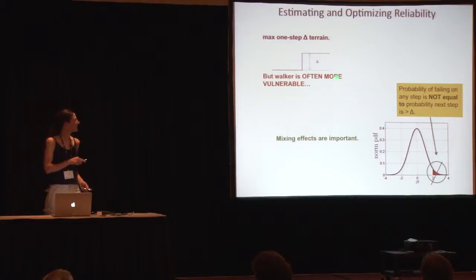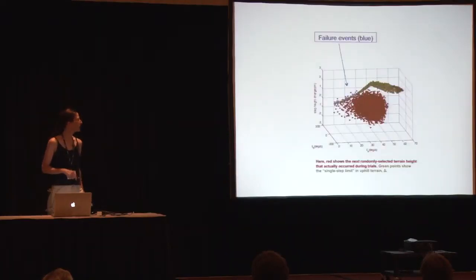Just real briefly, I know I'm out of time here. We can look at the maximum perturbation this walker can do with a given controller, but trying to predict what's going to happen in the long run is a lot more complicated because of mixing effects. So the probability of falling at any given step is not the probability that I'm going to hit that threshold, because if I've been walking uphill for a while, I'm more vulnerable.